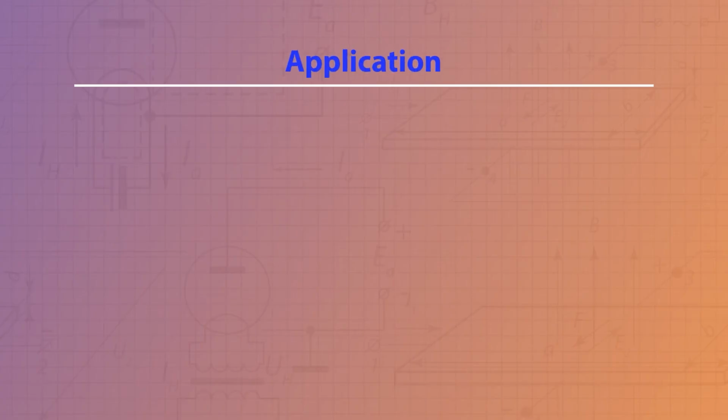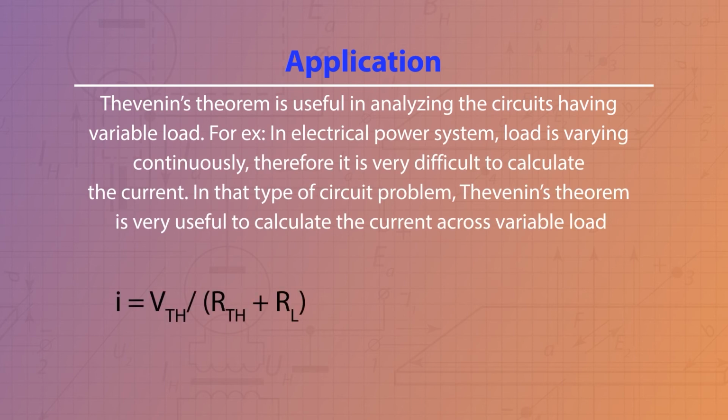Now we have to understand what the application of the Thevenin theorem is. Thevenin theorem is useful in analyzing circuits having a variable load. For example, in an electrical power system, the load is varying continuously. Therefore, it is very difficult to calculate the current. In that type of circuit problem, Thevenin theorem is very useful to calculate the current across a variable load.